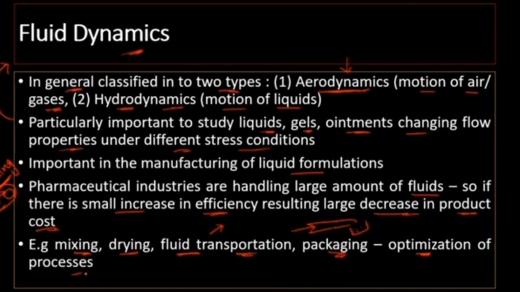The optimization of the process. To optimize this kind of process will definitely increase the efficiency, which will further result in a large decrease in the product cost. So these are a few very important applications related to pharmacy. Overall, the energy requirements are reduced if we optimize the process, and that will ultimately again decrease the production cost and increase the efficiency of the process.